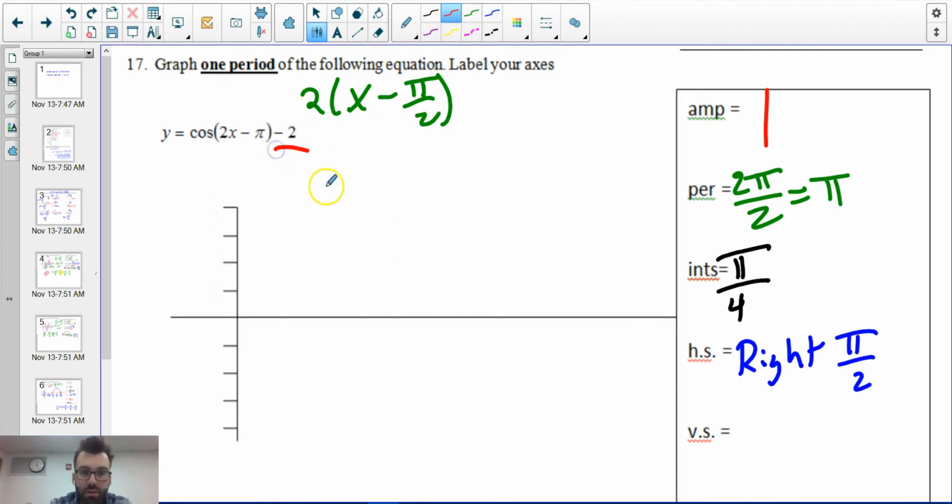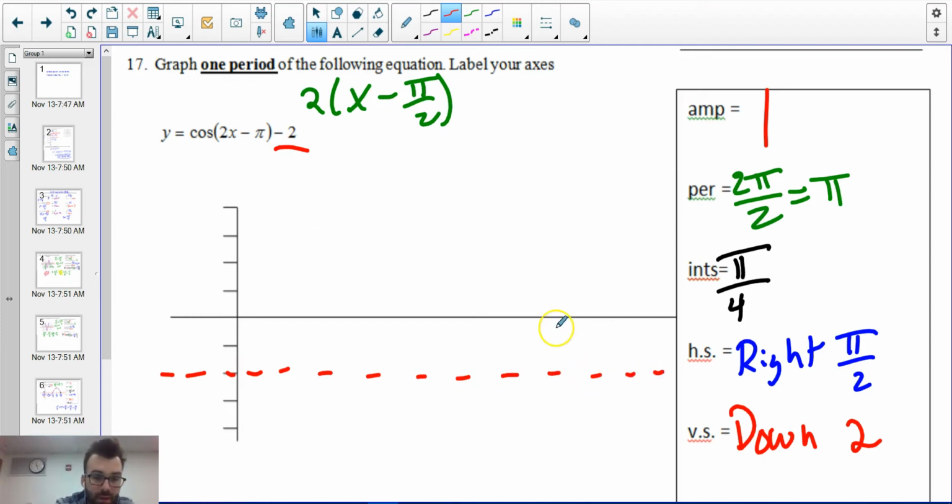Vertical shift. Down 2. So I move down 1, 2. Draw my midline. Negative 1, negative 3, because my amplitude is 1. So I travel up 1 unit from the midline and down 1 unit from the midline. My horizontal shift is right pi over 2. My intervals are pi over 4. That's pretty neat.